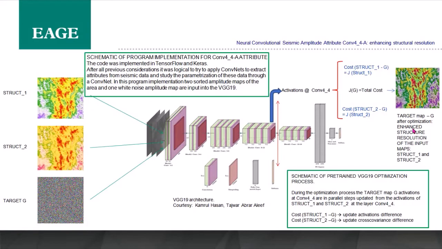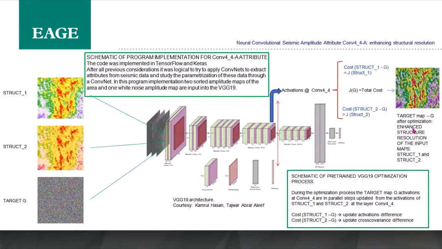To this point, we analyzed ways to extract seismic attributes from wave traces. There are many ways to create wave features that can be further processed to compute seismic attributes useful for interpretation. This is the main topic in this presentation. We analyze now the schematic of program implementation for Conv44A attributes. The code was implemented in TensorFlow and Keras.